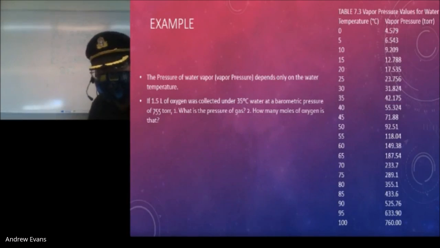The first thing is just a statement that is important, that will be useful in the question. The second bullet point is the actual question. The pressure of water vapor, which is the vapor pressure, depends only on the water temperature, meaning the amount of water in the air depends on how warm it is. Right now, it's pretty chilly, and so the vapor pressure of water is going to be pretty low. It cannot be very humid if it's really cold out.